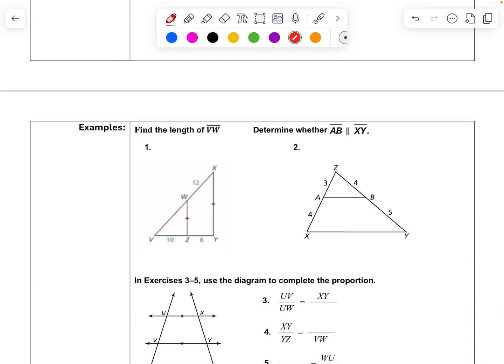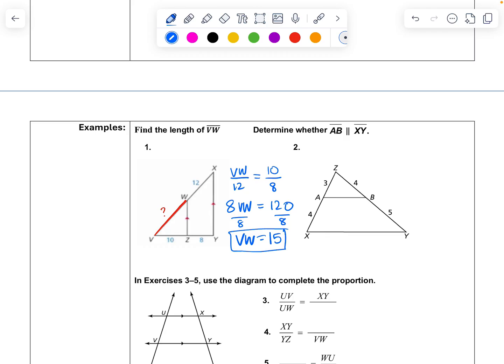Okay, find the length of VW. This is what they want us to find. Okay, so we can set up our proportion. We know that VW goes with 12, just like 10 goes with 8. And then we cross multiply. 8 VW equals 120. Divide both sides by 8, and we get 15. Okay.